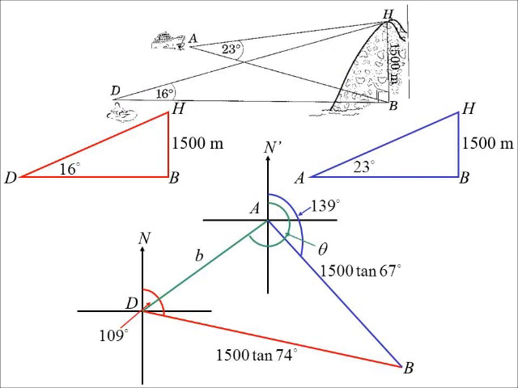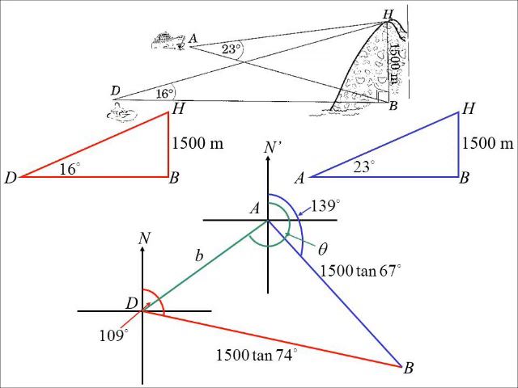So BD would be 1,500 tan 74. And similarly, doing a bit of trig, I could show that AB is 1,500 tan 67. So back to our diagram. We now know two sides of the triangle. We want to find the third. How about some angles in there?